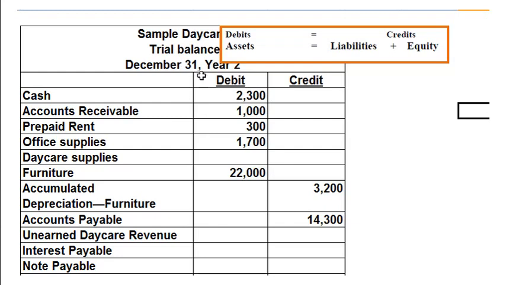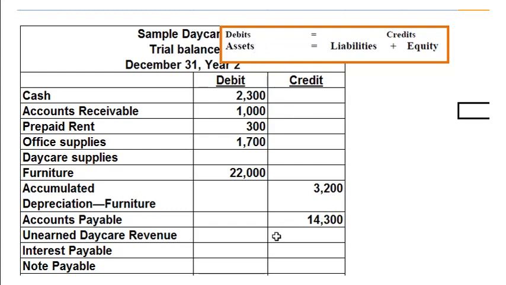Now there's one more account here that actually is listed with assets, but it doesn't have a normal debit balance. That's the accumulated depreciation account. Recall that accumulated depreciation is a contra asset account. It's a negative asset. So this account is listed as an asset, but it's a negative asset, so its normal balance is not a debit, it's a credit instead.